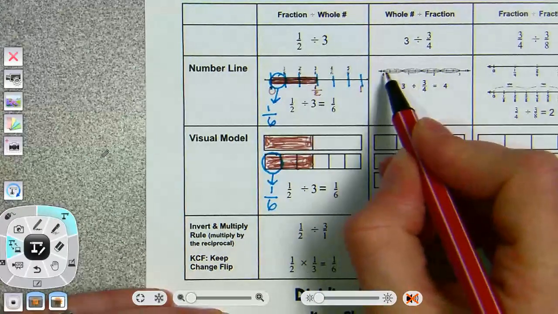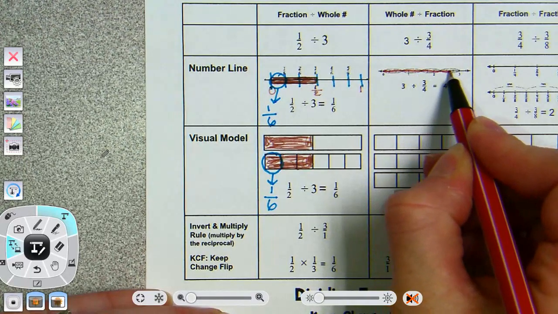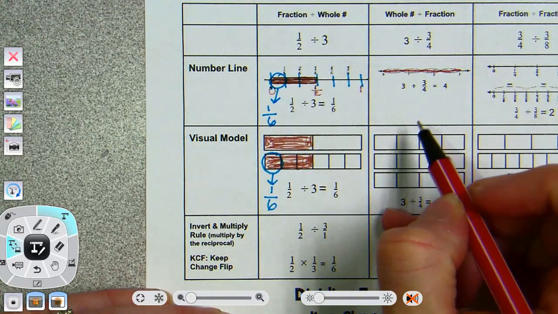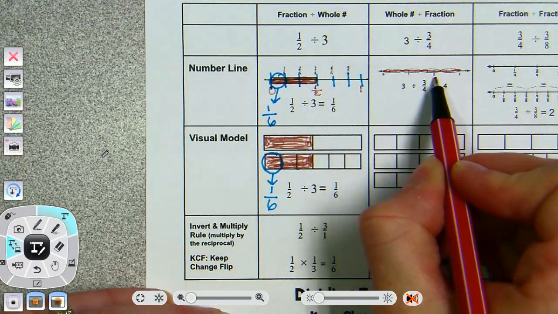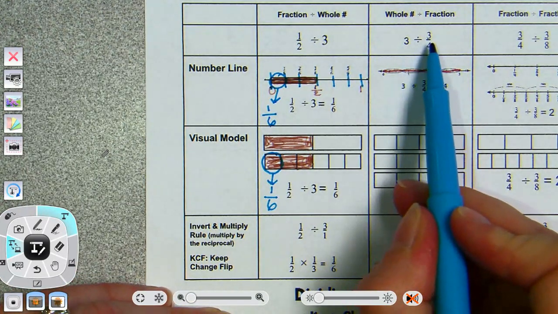So what I'm going to do is on my number line, I am just going to gently shade all the way from the 0 up to the 3 because we have 3 pizzas. So here's the first pizza, second pizza, and third pizza. Next, I'm going to take a color like my blue, and I'm going to start circling the groups of 3/4.